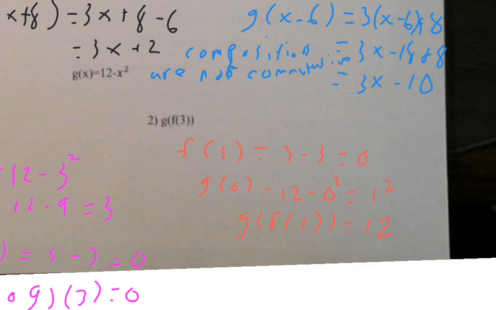You find the first answer here. So we found f of 3, and then we plug that answer into g. So we had f of 3 equals 0. Now we're taking this answer and plugging it in as our input here for g of 0.